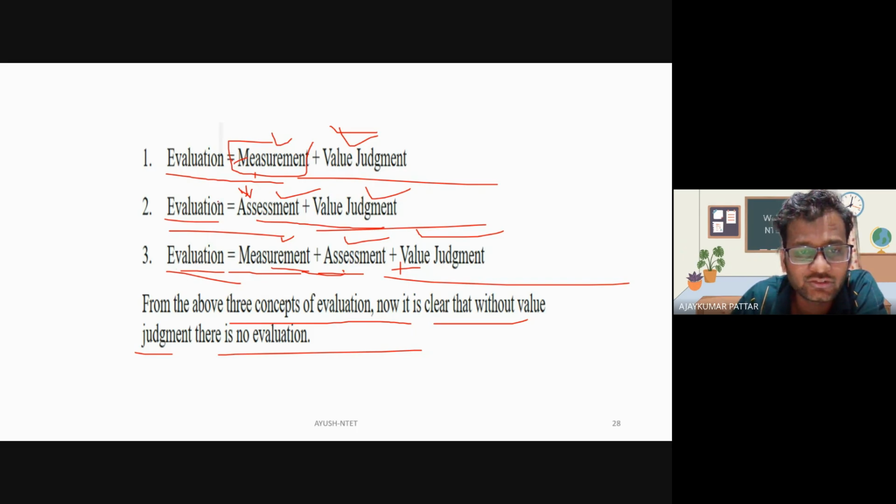So after you understood the concept, now I am telling that measurement plus value judgment is also evaluation, assessment plus value judgment is also evaluation, measurement plus assessment plus value judgment is also called evaluation. So evaluation includes the value judgment. If you add the value judgment to measurements or assessment, then it is called as a evaluation. Or both the measurement and assessment plus you add the value judgment, that is called as a evaluation.